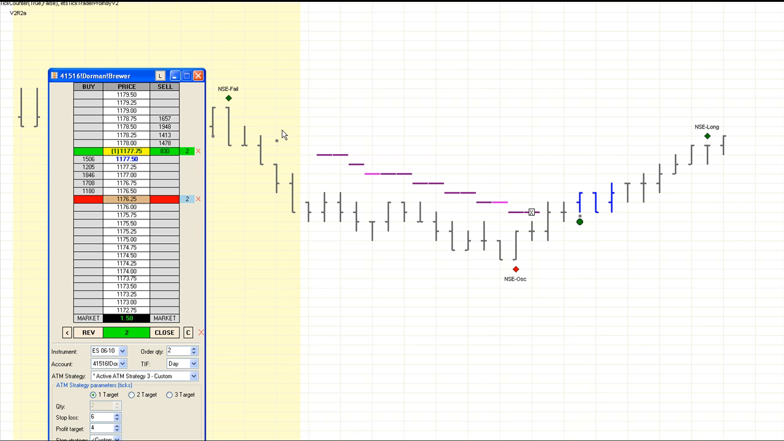Got about 800 contract. There we go. So we're off. We made a nice 6-tick profit. Very nice trade. After 4 ticks, our stop loss was moved up to break even. So the risk reward on that trade was pretty good.